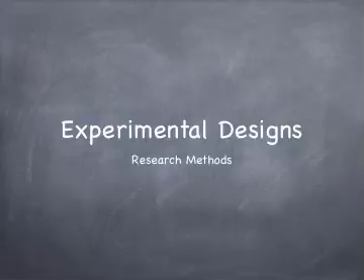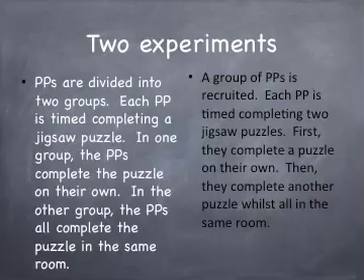Underneath, start a new heading, Experimental Designs. We will begin with two examples. Two experiments. In the first experiment, participants, that's PPs, are divided into two groups. Each participant is timed completing a jigsaw puzzle. In one group, the participants complete their puzzle on their own, and in the other group, the participants all complete the puzzle in the same room. The times are then compared.